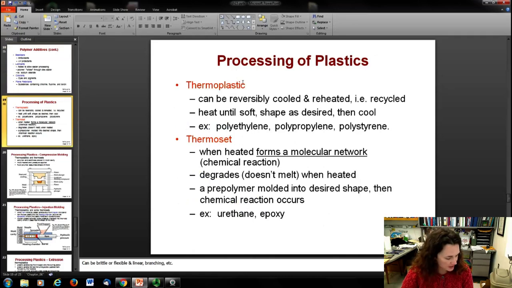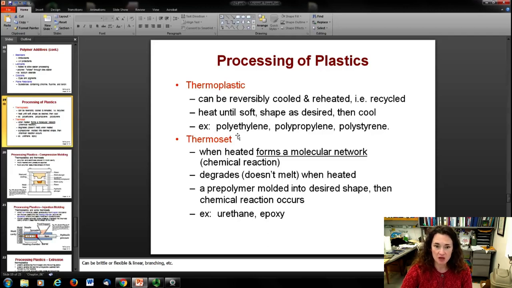The processing of plastics. Remember, your thermoplastics can be reversibly cooled and heated. They can be recycled. You can heat them until they're soft, then shape them as you desire and then cool them. And of course, these are the polyethylene, polypropylene, polystyrene, and polycarbonate materials.